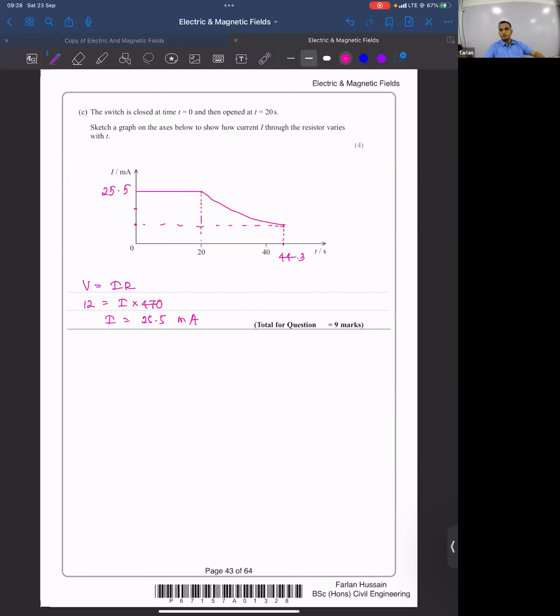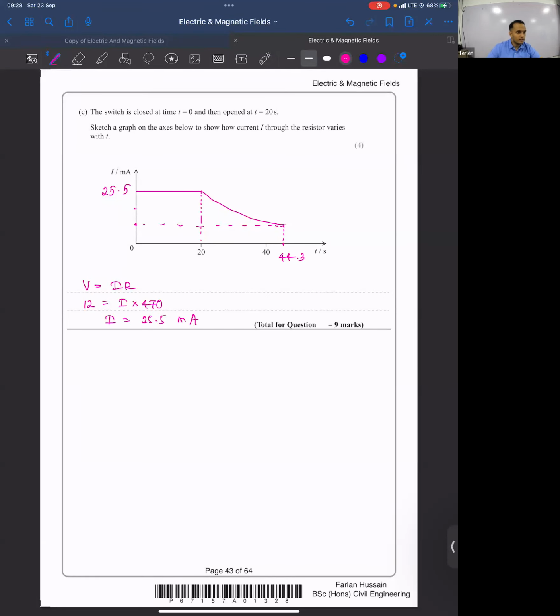Yeah, ask me a question. 24.3 seconds from the moment the capacitor starts functioning. So here the capacitor starts functioning at 20 seconds. So from here, 24.3 seconds later means 44.3 is the time. When the time becomes 44.3, the voltage becomes 1/3, so the current becomes 1/3. So the shape has to be something like this.